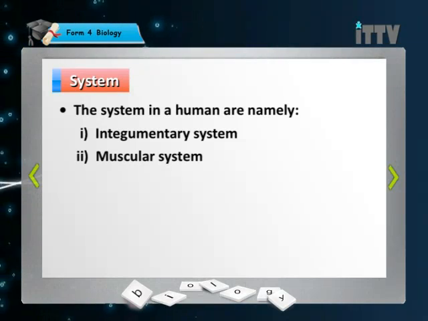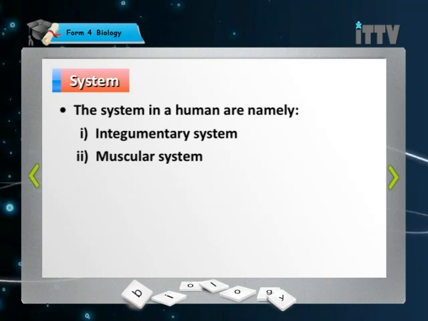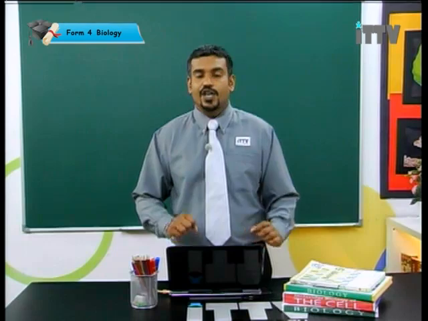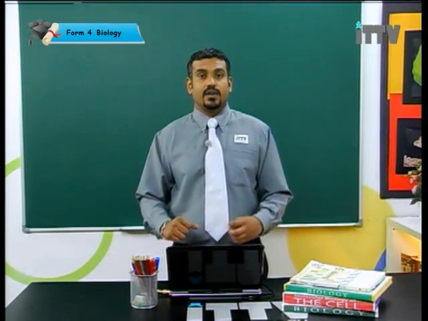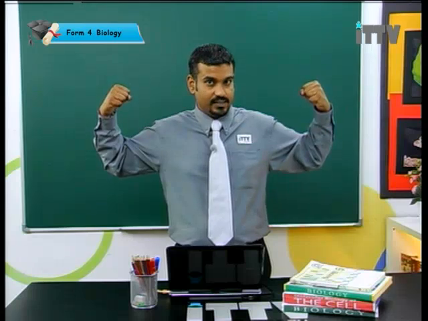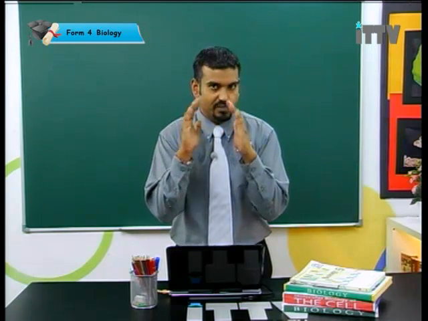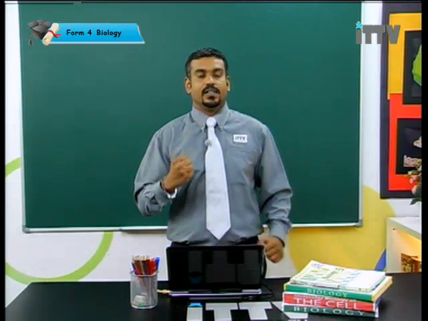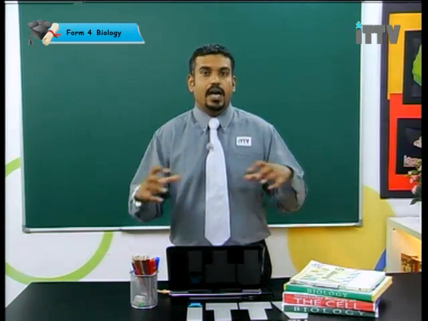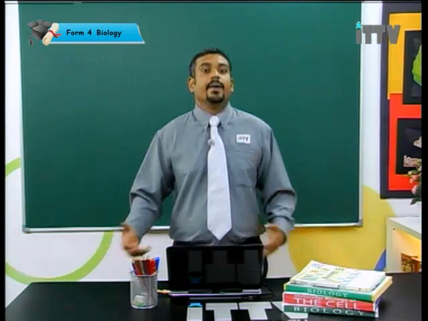The next system that we want to look at is the muscular system. Check it out. The human muscular system comprises various kinds of muscles. Remember still? Skeletal muscle. Peristalsis, what is it? Smooth muscle. Heartbeat, what is it? Yes, cardiac muscle. So you have three major types of muscle, and all these muscles allow us to carry out many functions, right?